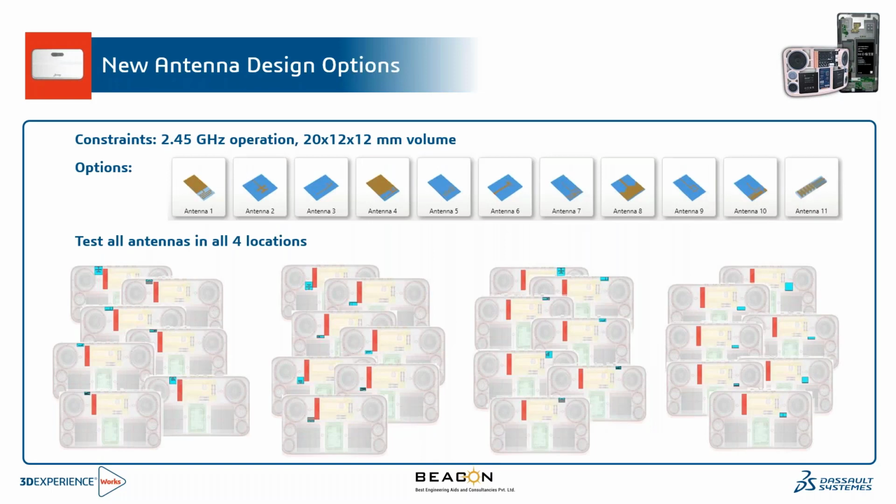So here, as I said, initially we had a total volume of 10 cross 10 cross 10 mm. Whereas now, based on the change in design, we are looking for 2.45 gigahertz operation with 20 cross 12 cross 12 mm volume. Based on this volume, Antenna Magus will help us filter out the suitable types of antenna which fit that volume. So here I have around 11 types of antenna which meet the requirement. And then I can test them in all 4 locations where places have been allocated for antenna designers to position their antenna.